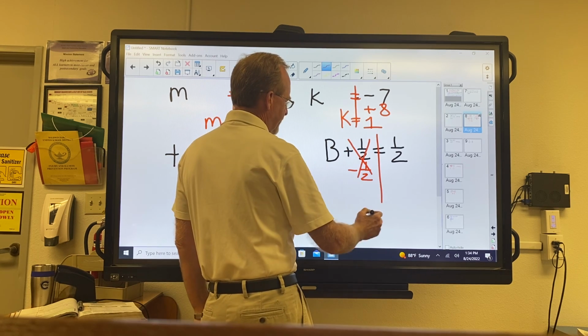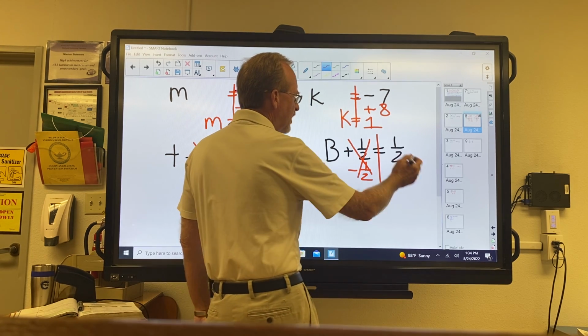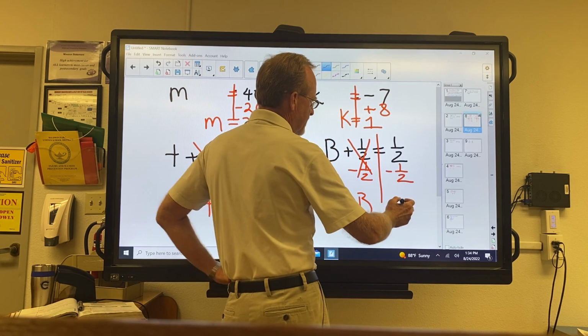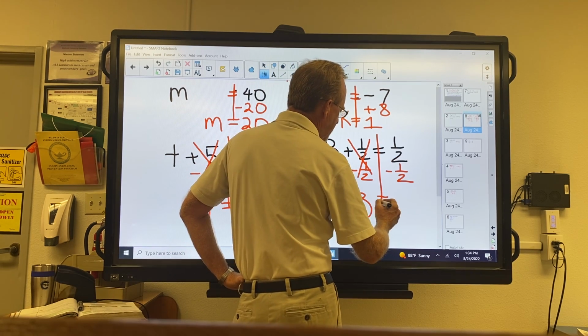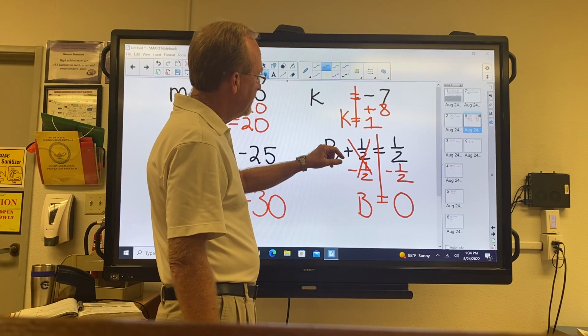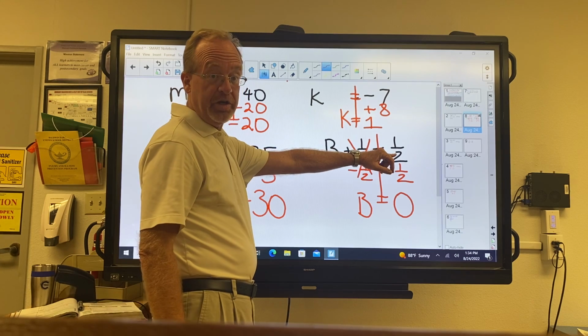That goes away. This drops. If you do it to one side, you got to do it to the other. So this is 1/2 minus a half. Oh, b is equal to 0. And that's cool, because look, 0 plus 1/2 would give me 1/2.